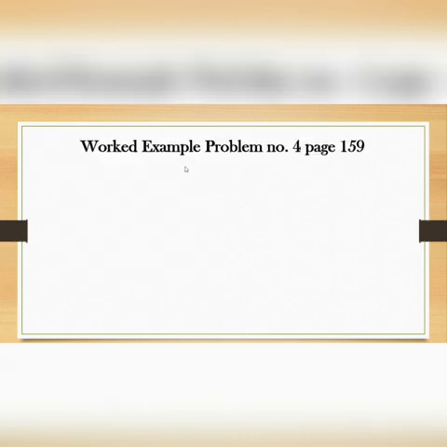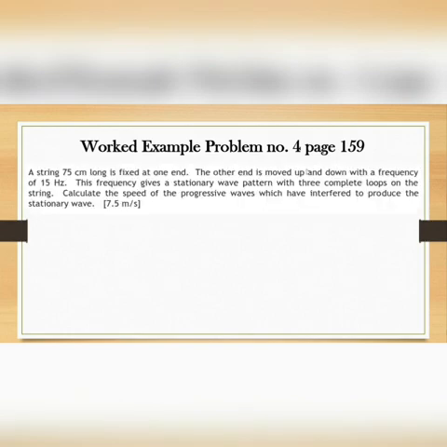Now, example number 4, page 159. I have a string 75 centimeters long and it is fixed at one end. The other end is moved up and down with a frequency of 15 Hertz. I want to draw the string. This frequency gives a stationary wave pattern with 3 complete loops. So this is 1 loop, 2 loops, and 3 loops.